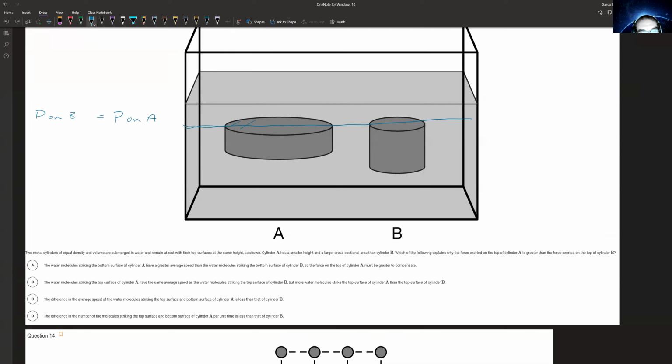But more than anything, the force here is going to be over a larger area. So while the pressure is the same, the area is going to be greater on A than the area on B. And if we look, force equals pressure times area. And so I think B is our best answer choice.